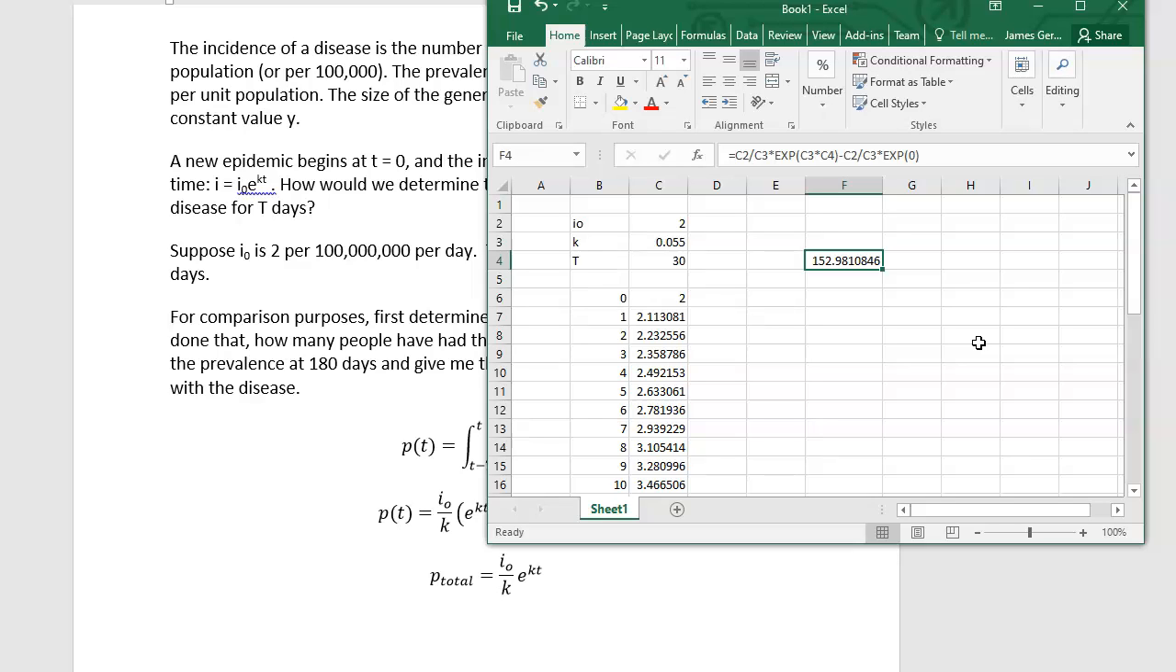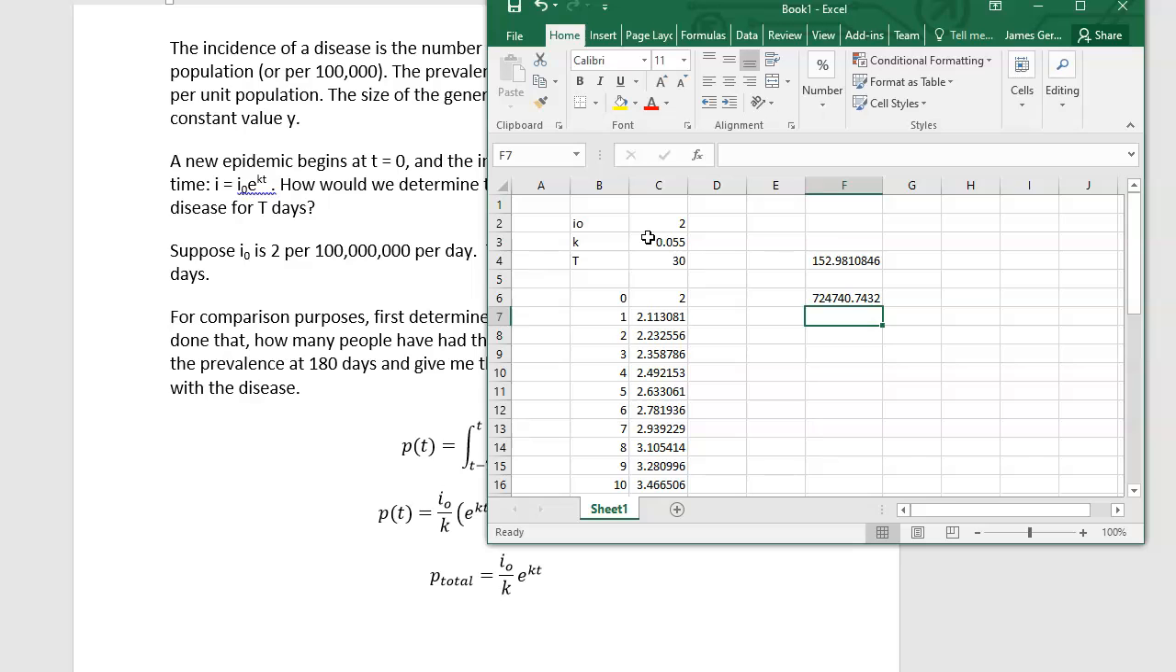So what's going on with this? How do we look out at any point in time? In this case, we want the prevalence at 180 days and the total number of people that have had it at that point. At 180 days, how many people have had it? I naught over k times the exponent of k times 180 days. At 180 days, 725,000 people have had this disease.